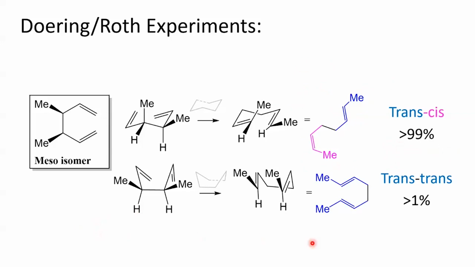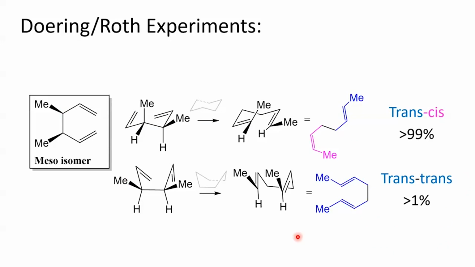The only other option we could consider is going by a boat transition state. We draw that out. It has all the same issues that we saw in the previous slide. What we get is one trans olefin and another trans olefin, so we get a trans-trans product, and we see that product in less than 1% yield. So effectively, we don't see it at all.